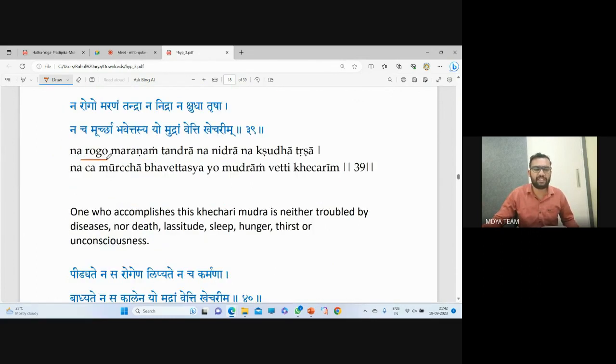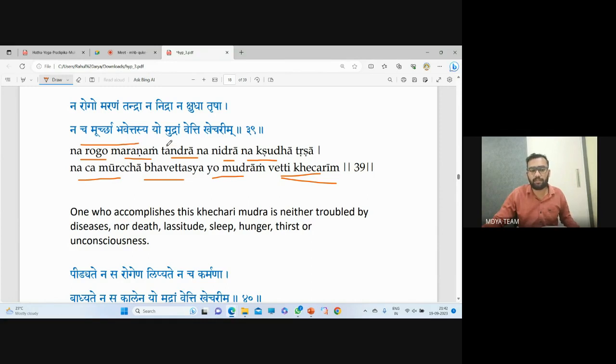And the next benefit is in the next sloka. Na rogo maranam tandra na nidra na kshudha trisha. Na cha murchha bhavet tasya yo mudram vetti khecharim. These are also the benefits of the Khechari Mudra. Na rogo maranam: our body will be completely free from disease. Not a single disease will be in the yogi's body.